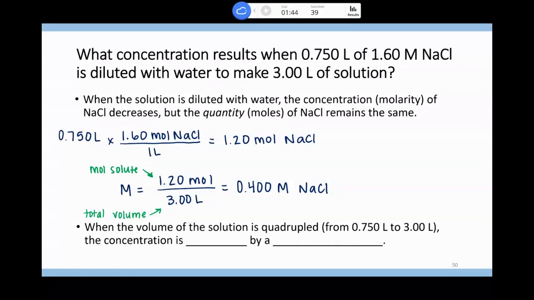So in this example, we've taken a volume of the solution, 0.750, that concentrated solution, and diluted it by a factor of 4. We've quadrupled the volume from 0.75 to 3 liters. If we dilute something by quadrupling the volume, then the concentration will be diluted by the same factor, so by a factor of 4.